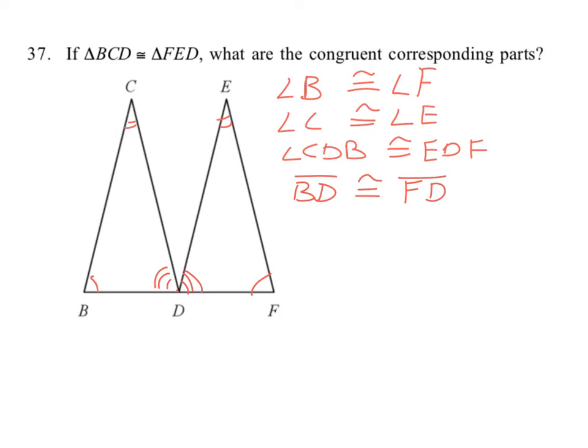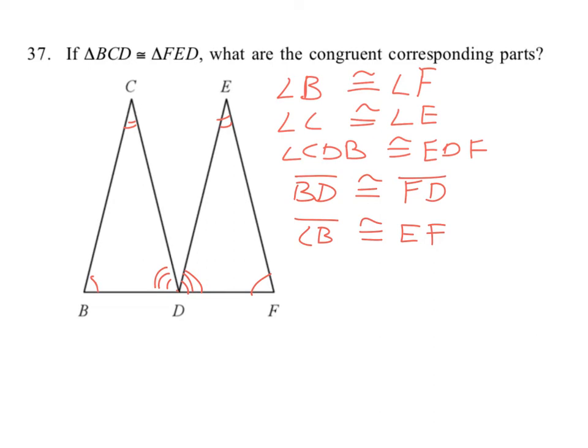Now, what else? What about C to B? That corresponds with E to F. Side C to B corresponds with side E to F. And lastly, we've gone B to D, first to last letter, corresponds with F to D, first to last letter. We've gone C to B, middle to the first, corresponds with E to F, middle to the first.